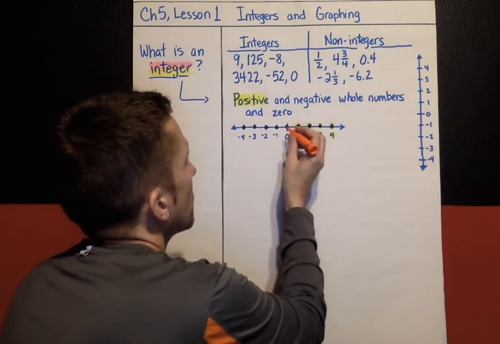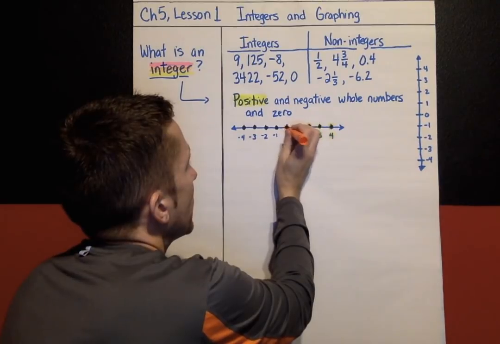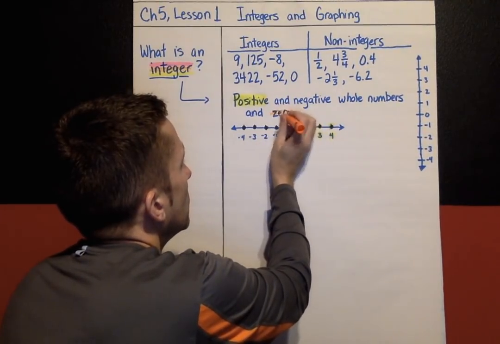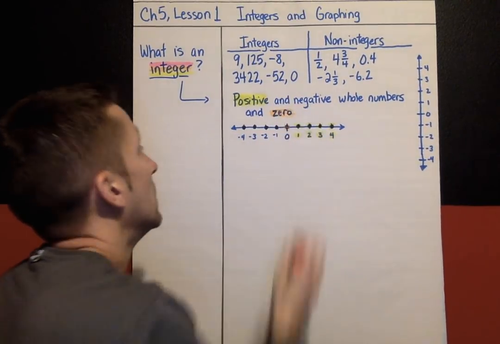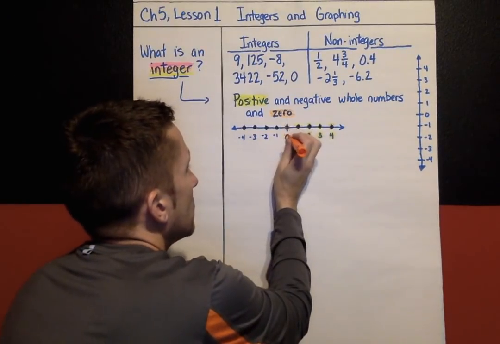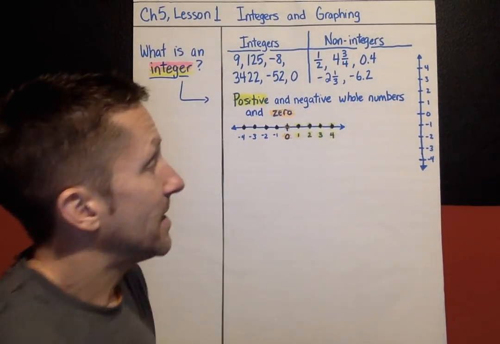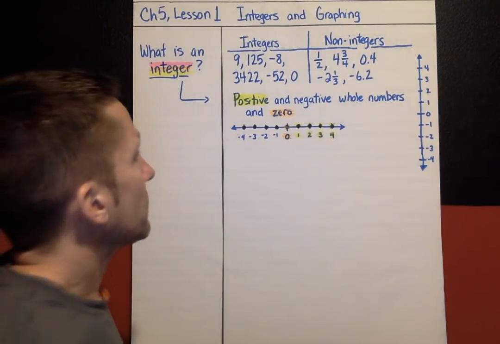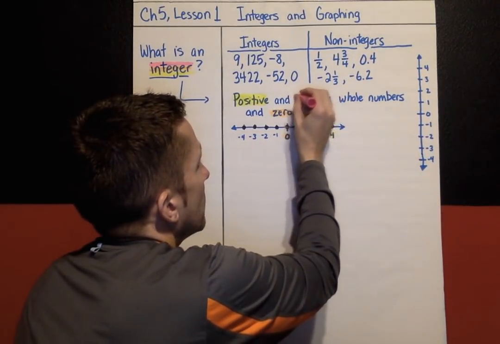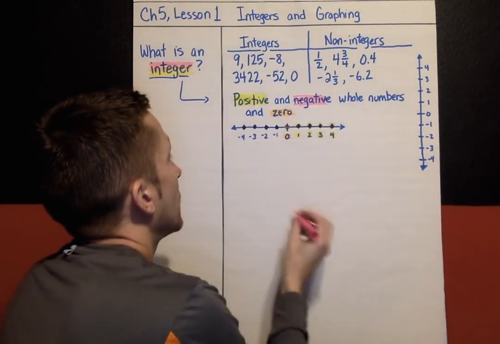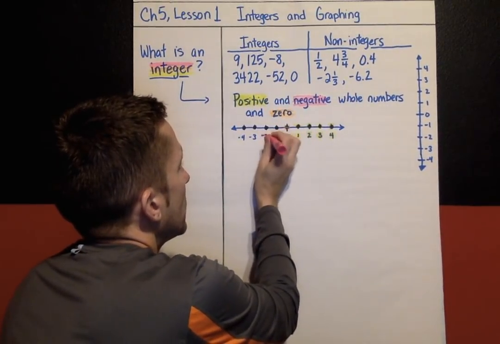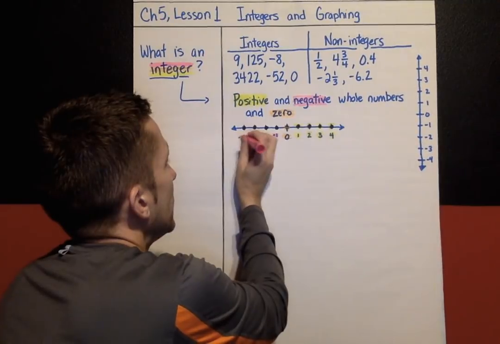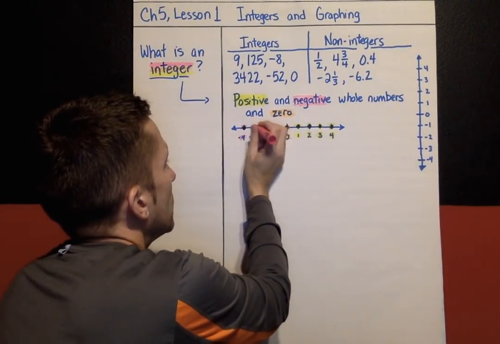0, we're going to make orange. So 0. And again, I could highlight the vertical number line the same. Negative, I'm going to make pink. So -1, -2, -3, -4.